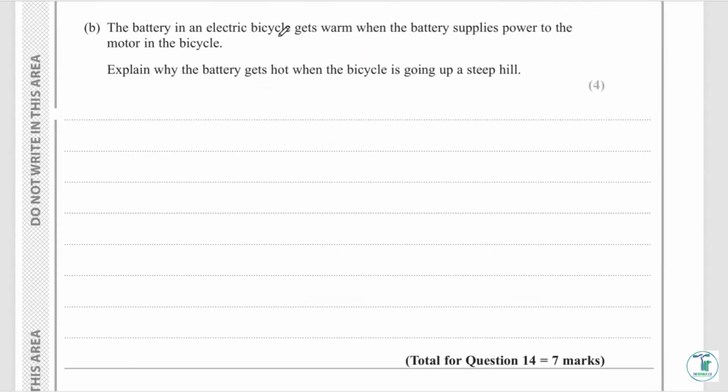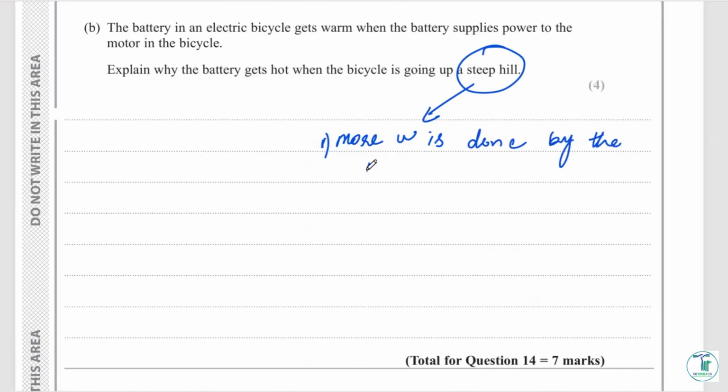The battery in an electric bicycle gets warm when the battery supplies power to the motor in the bicycle. Explain why the battery gets hot when the bicycle is going up a steep hill. So first of all, if the bicycle is going up the steep hill, what does that mean? That more work is done by the bicycle at first, right? More work is done by the bicycle. And you know why? Because it is working against the pull of gravity, right?